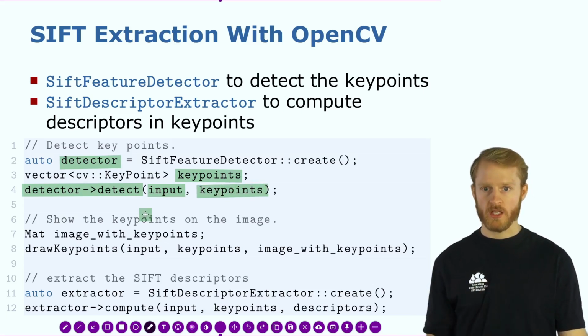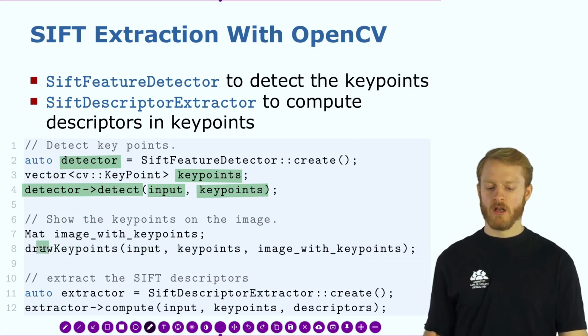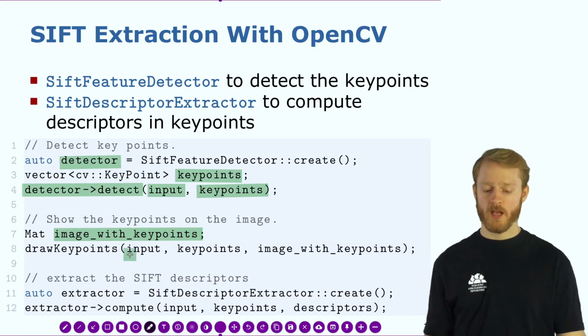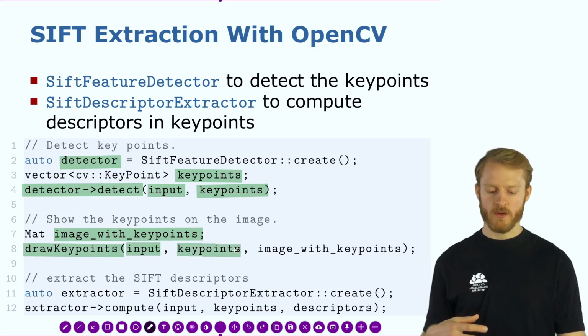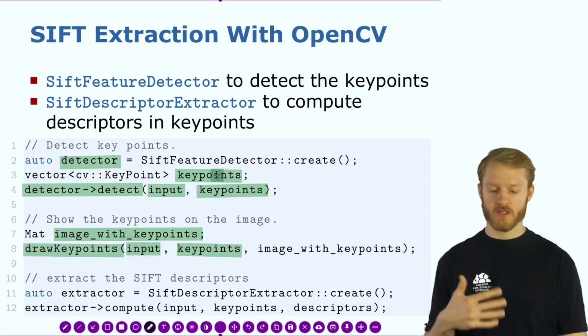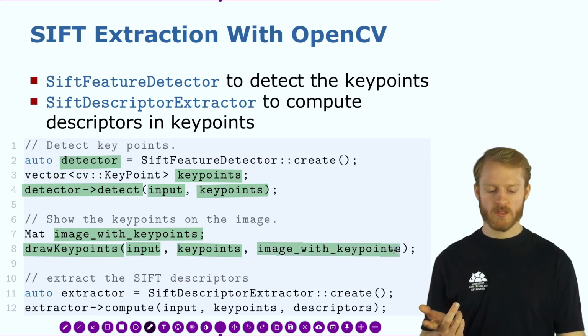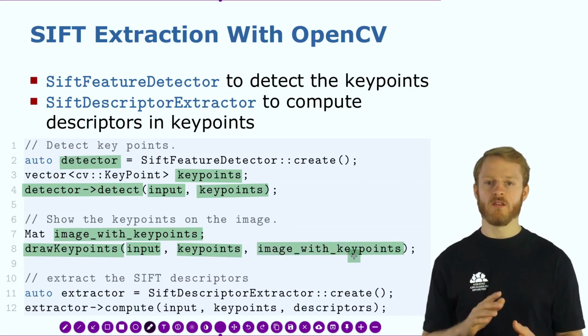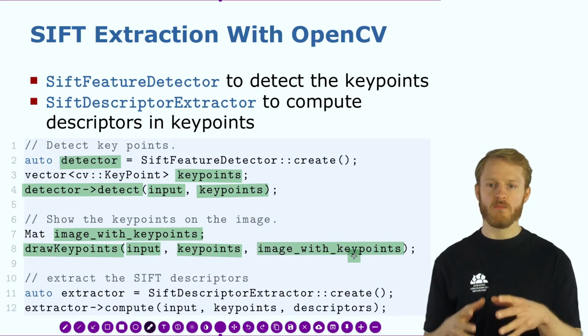If we want to show the key points, we have to create an image with key points. So again, in this case we create the matrix that we will populate, and then we use this draw key points function. We specify the input, then the key points. So the input will be the image, the key points that we extracted before, and then we will say where to put this result.